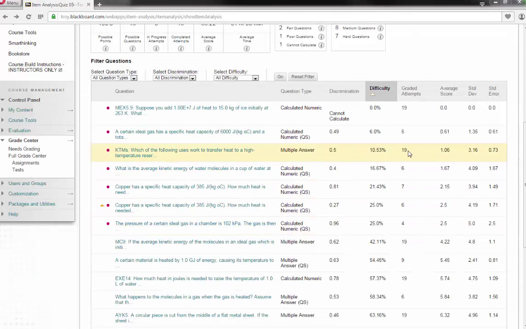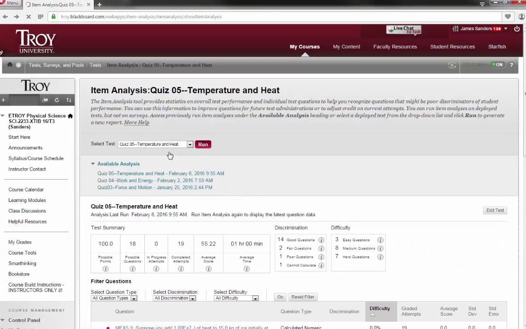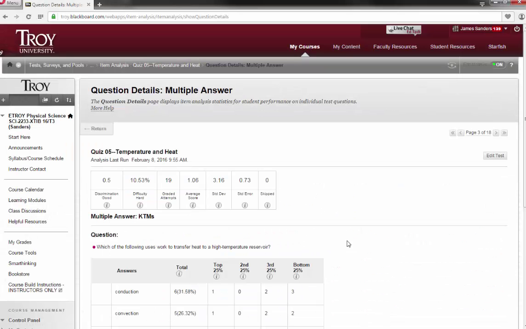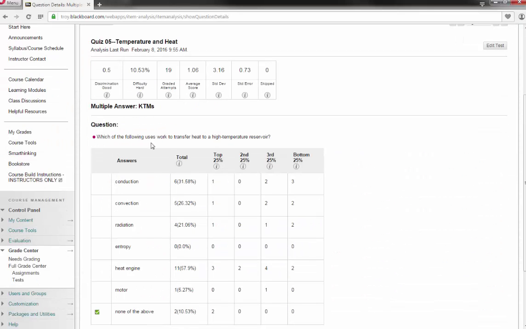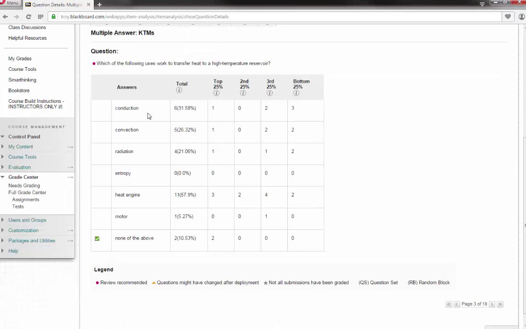All right, scrolling down, the next most frequently missed, and this one was missed quite a bit, only a little under 11% of you got this one correct, was the key terms and matching problem for this week. And the question was, which of the following uses work to transfer heat to a high temperature reservoir? So let's look at the options that you had. The options were conduction, convection, radiation, entropy, heat engine, motor, or none of the above.